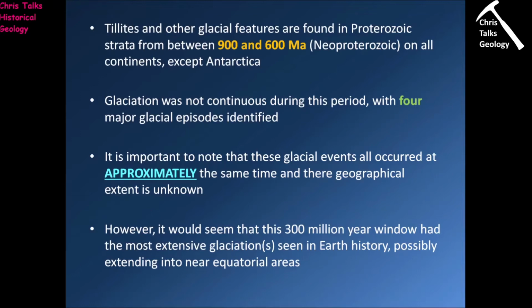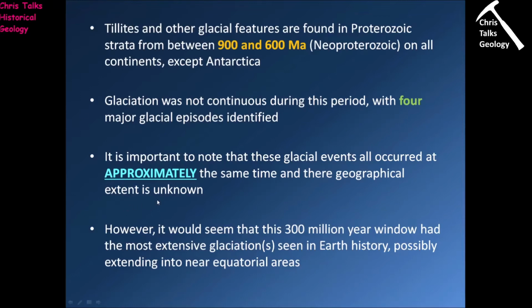Glaciation was not continuous during this period, and we think there may have actually been 4 major glacial episodes which we can identify. Now it's important to note that these geologic events all occurred at approximately the same time, and their geographical extent is unknown. One of the issues we have is that these glacial deposits appear to be around the same age, and so the natural assumption is that they must have all been formed by one very large glacial event. Well, as I've just discussed, the problem is that it's very difficult to date these sediments accurately, and so saying they are all formed by the same event is a rather precarious statement.